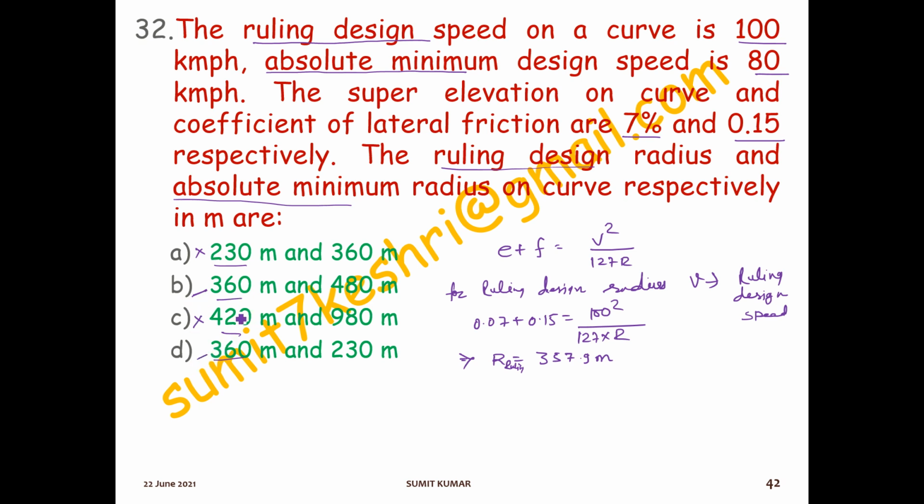answer. Now to find the correct option, we need to calculate the absolute minimum radius. Absolute minimum radius. For the absolute minimum radius, V is equal to how much? Take the corresponding velocity, that is the absolute minimum velocity, minimum speed.